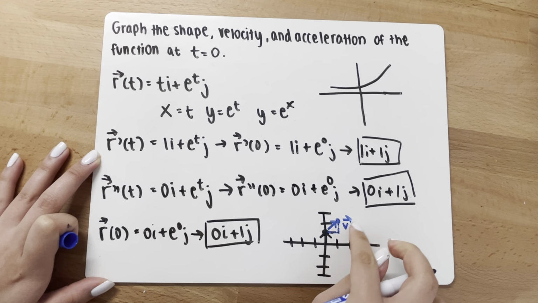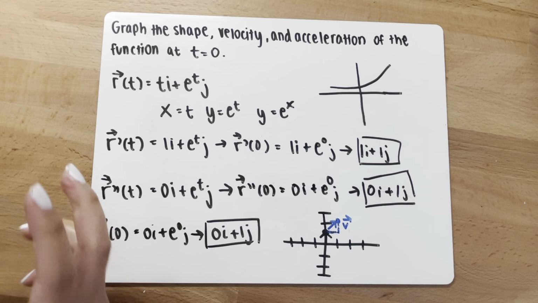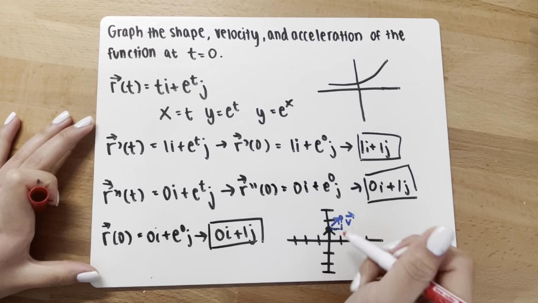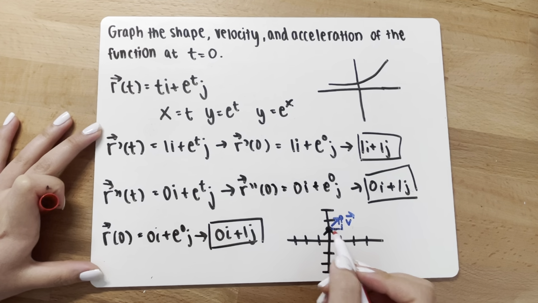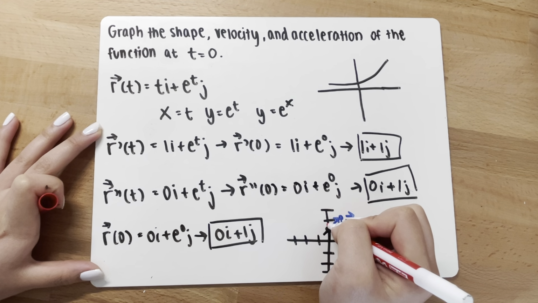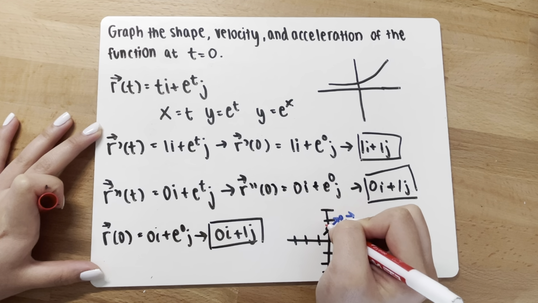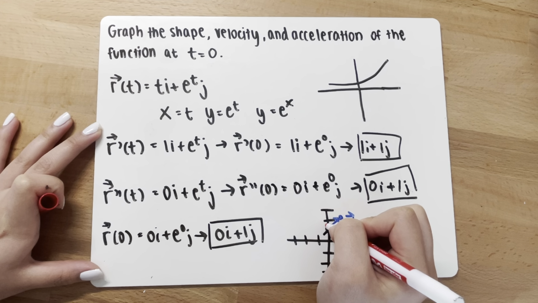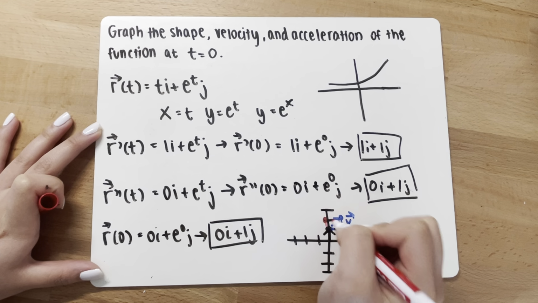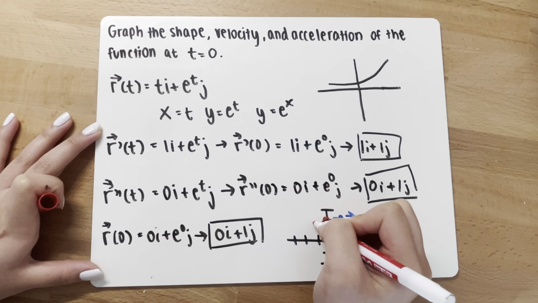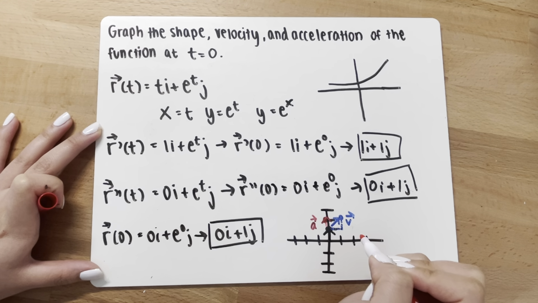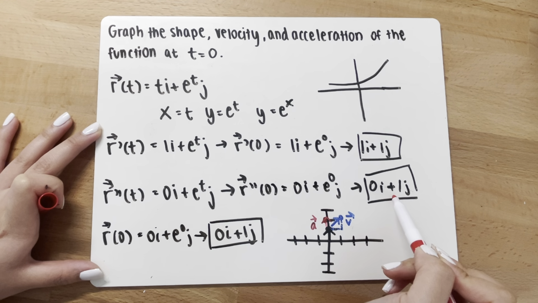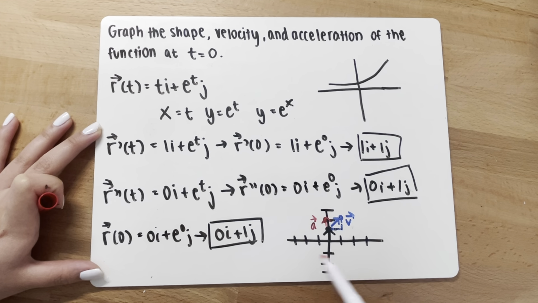Okay? Now for the acceleration, switch colors again. Same thing, base it off of the original vector. So original vector is here. Your acceleration says 0, 1, so y is 1, you move up 1. So this would be your acceleration. There you go. You have the velocity, you have the acceleration, and you have the original vector, then you have the graphed shape.